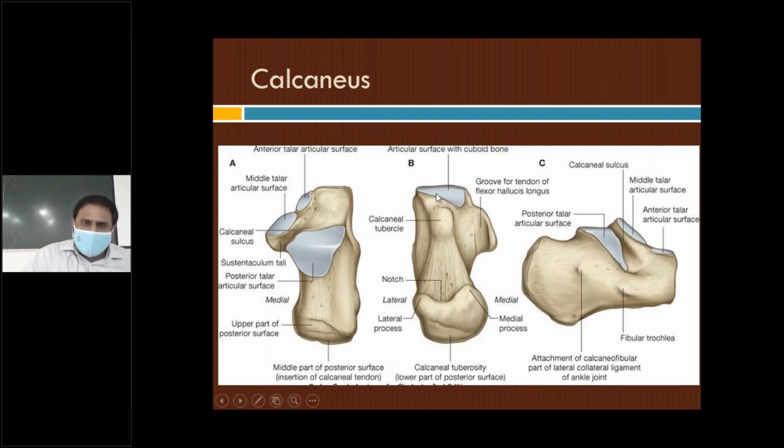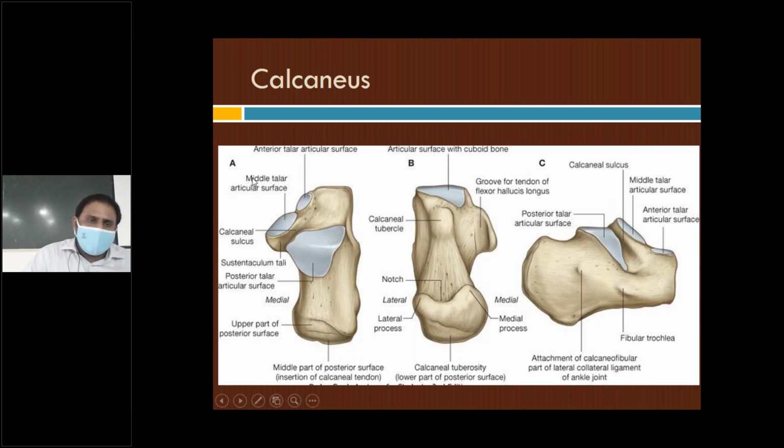This is an articular facet of the cuboid bone, the posterior side. This is a lateral view. This is the fibular trochlea, and it is an attachment site for the lateral collateral ligament. And the middle, anterior, and posterior articular surfaces.